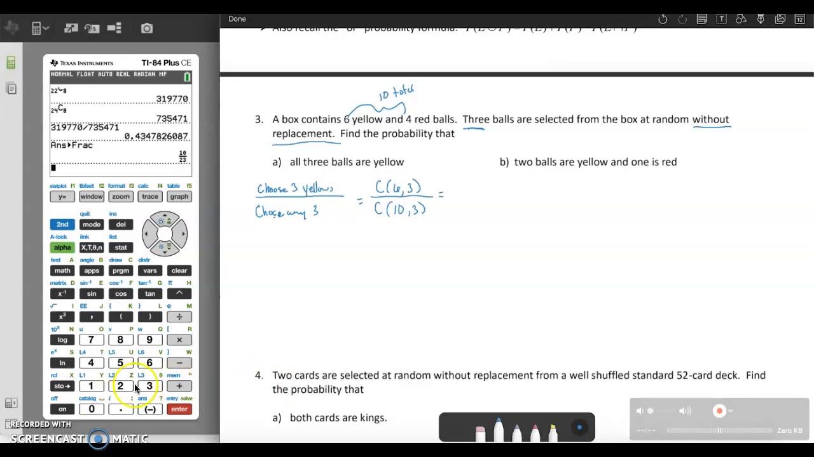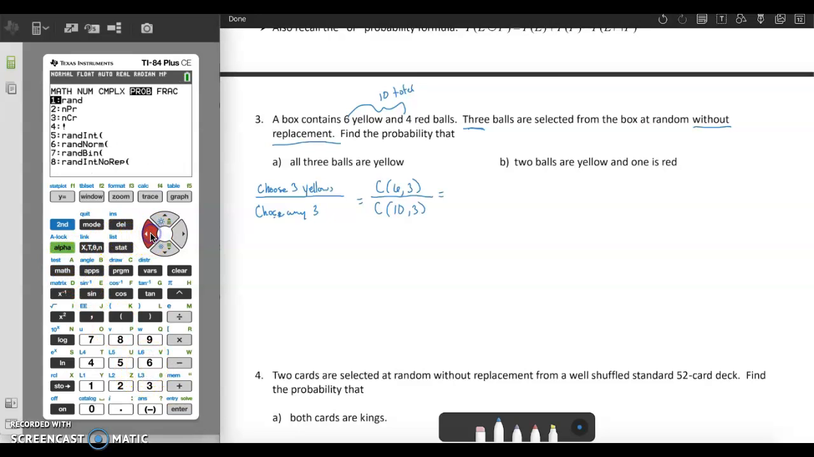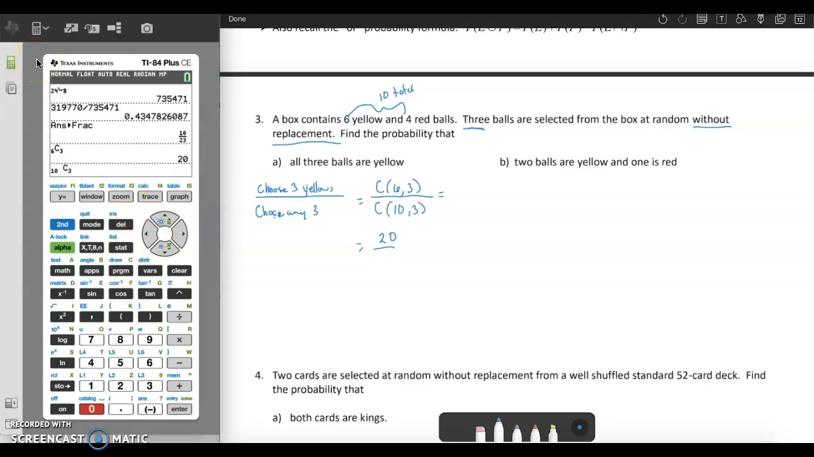So again, I'm going to go to my calculator. I'm going to do 6 combination 3 for the top, and I get 20. And then I'm going to go back in and edit that and take it out of 10 this time for the denominator. And I get 120. And then we can reduce that down to 1/6. So there's a 1/6 probability that you're going to choose, out of those 10 balls, 3 that all happen to be yellow.